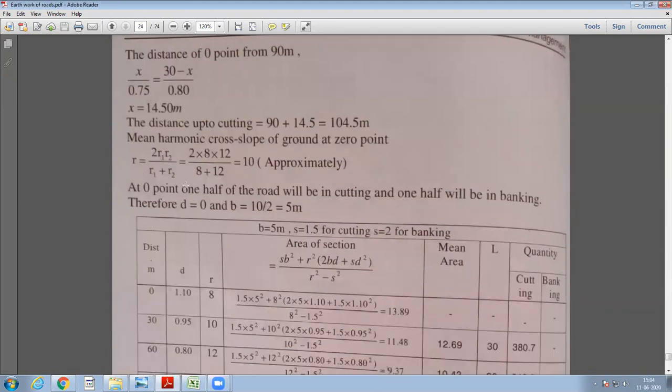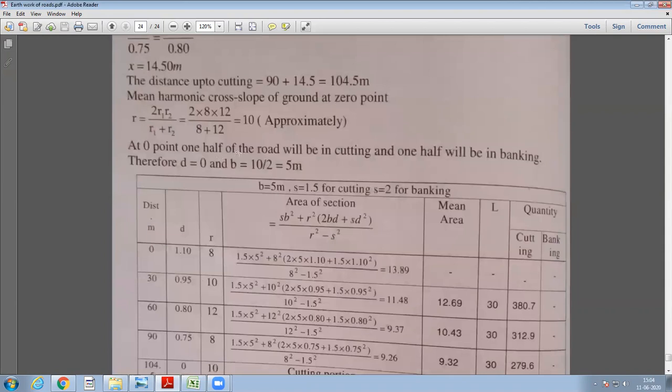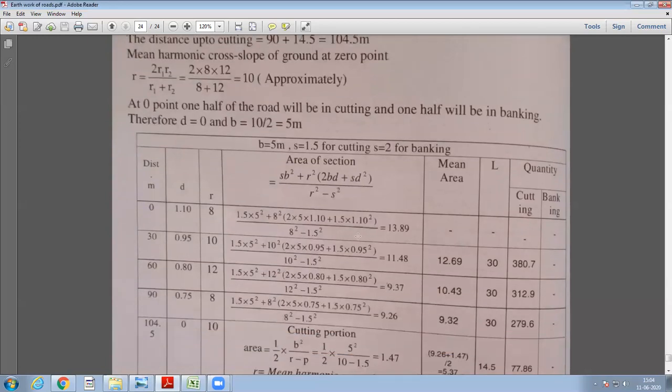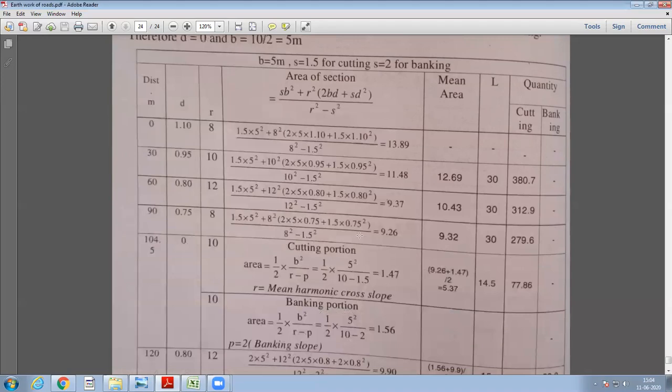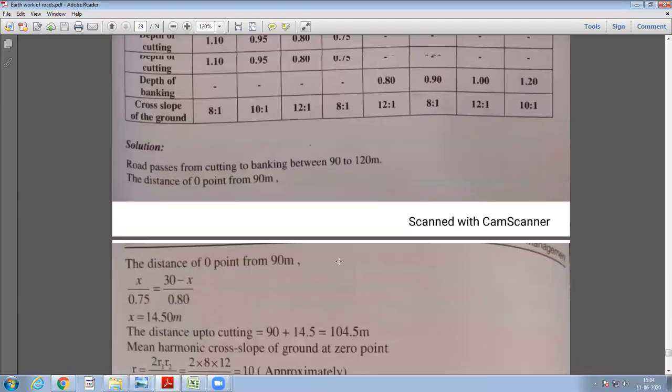Next, at 0.1, half of the road will be in cutting and half will be in banking. Okay, we know that we will be considering the small b as capital B by 2, that is 5 meter, and it should be 1.5 for cutting and 2 from the following data. And you can observe we are not using any other formulas as we have mentioned here.